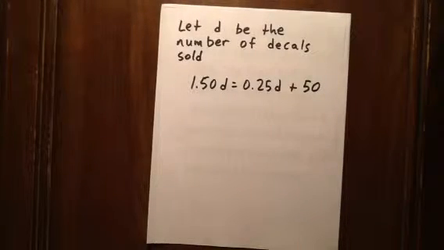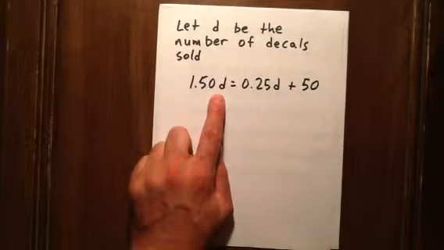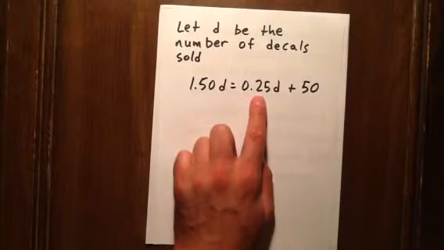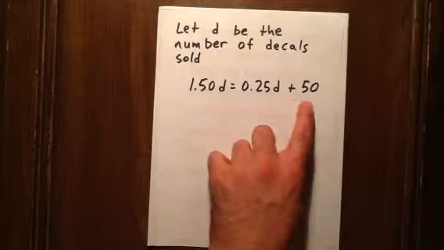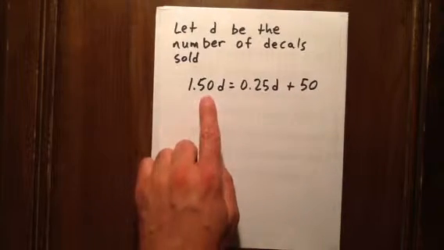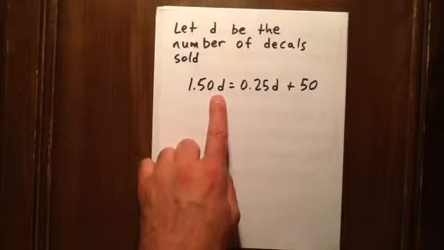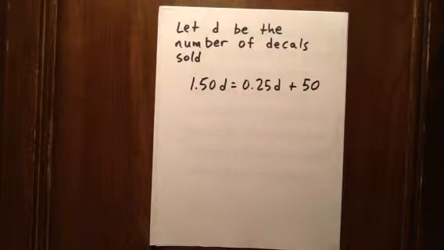Well, what we're going to do is we're going to let D be the number of decals sold. Well, she makes $1.50 for every decal she sold, and she spent 25 cents in materials per decal, and she spent a total of $50 on advertising. And so what that means is if the amount of money she takes in can equal the amount of money she spent, then we'll have answered the question.